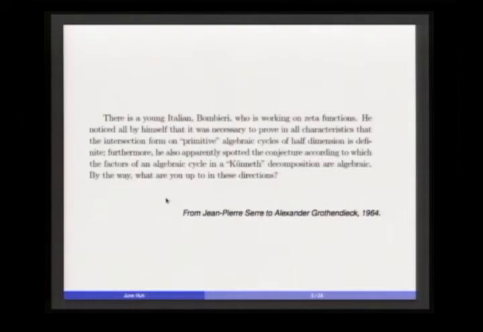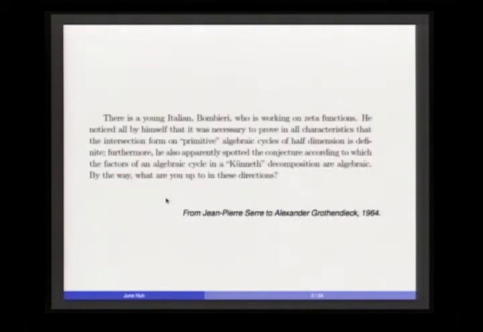Hard Lefschetz is very classical, but Hodge-Riemann is perhaps less known. And the first person, maybe, to recognize the importance of this second one, the Hodge-Riemann relation, is an Italian mathematician. So here I dug up a letter from Serre to Grothendieck in the 60s, which is perhaps the first mention of the significance of these Hodge-Riemann relations. So Serre says that there's this young Italian, Bombieri, who is working on zeta functions. So they were talking about the Riemann hypothesis.